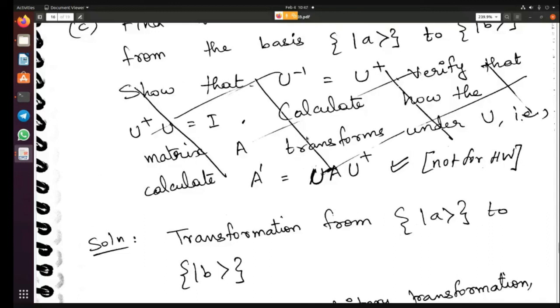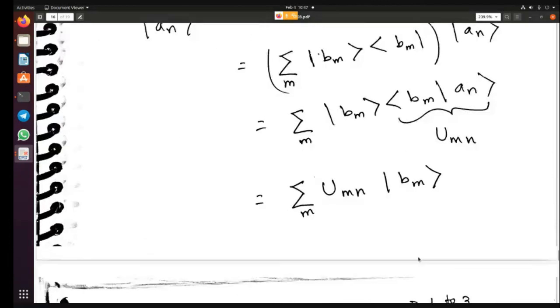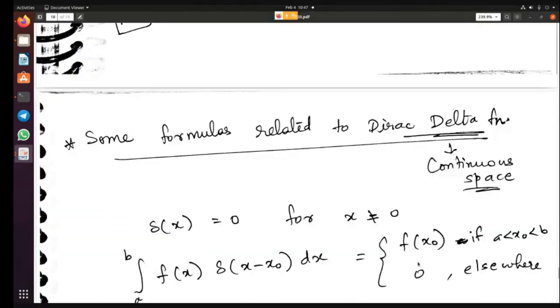But you can see that because this is a unitary matrix, it will satisfy the condition that U inverse is equal to U dagger, and so U dagger U will give you 1. Sorry, will give you the I matrix. Okay, because this is a unitary transformation, U is a unitary matrix. All right.